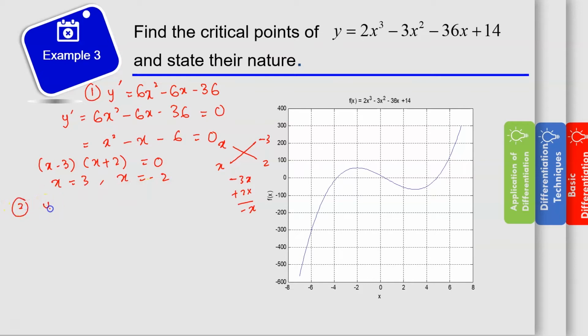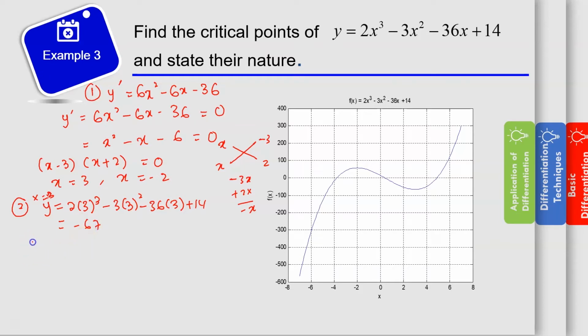Then we can evaluate. We can find the value of y for each x. In this case, when x equals 3, our y equals 2 times 3 cubed minus 3 times 3 squared minus 36 times 3 plus 14. Finding y here means that you have to refer back to the original question. Please don't confuse, it is not y prime. So when we solve, we get the answer equal to negative 67.